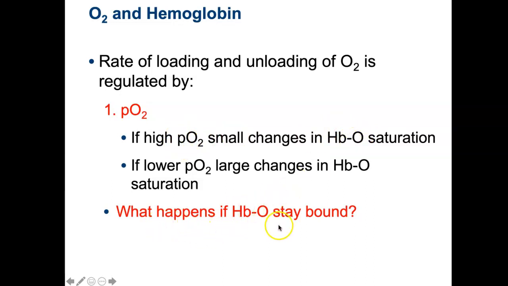So my question is, what happens if it stays bound, right? We want this to be a flexible system. We don't want to overload, right? If we don't need to drop off oxygen in one area, why would we do it? We move to the next area and drop off oxygen there if it's low.